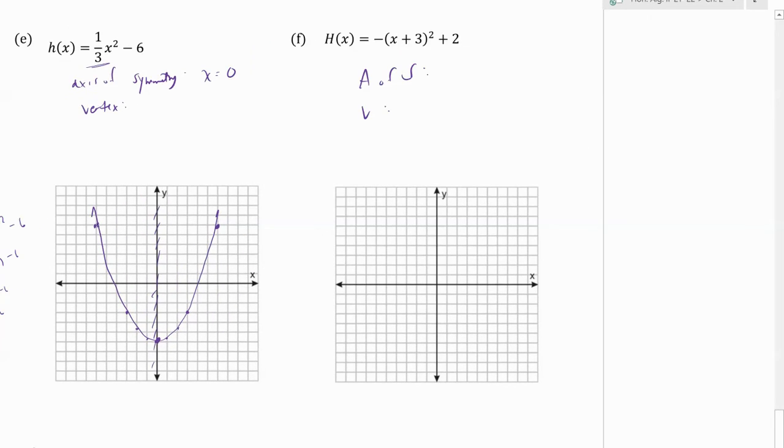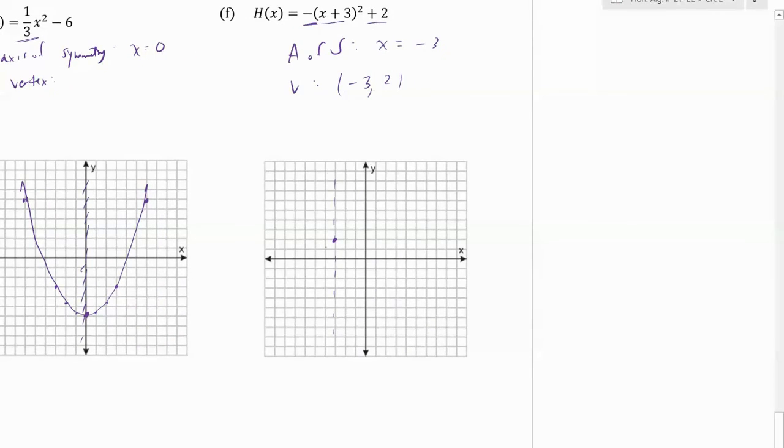Okay. This one, axis of symmetry, go 3 to the left, so it's at x is -3. Go up 2, so the vertex is at -3, 2. It's going to turn it upside down, usual shape parabola. So we'll go over 1, down 1, over 2, down 4, over 3, down 9. That's going to put me at what? -7?